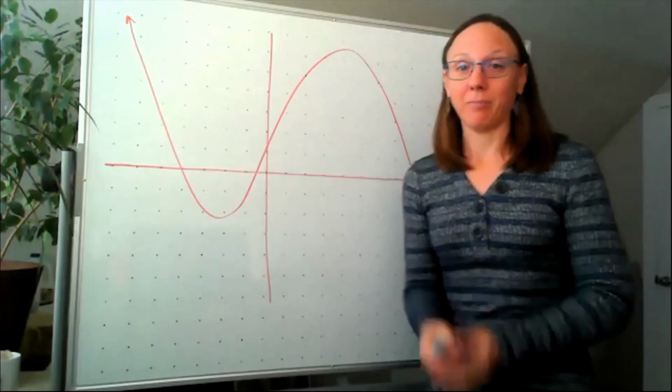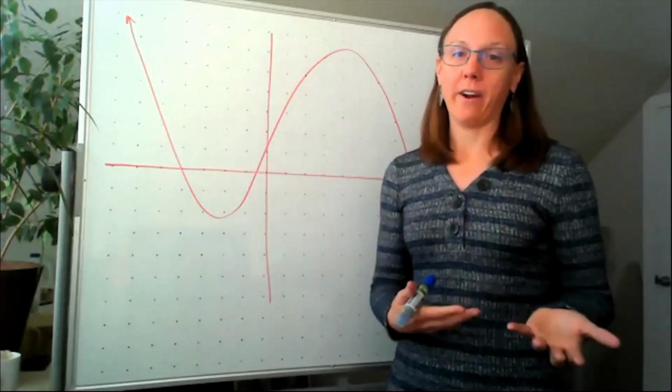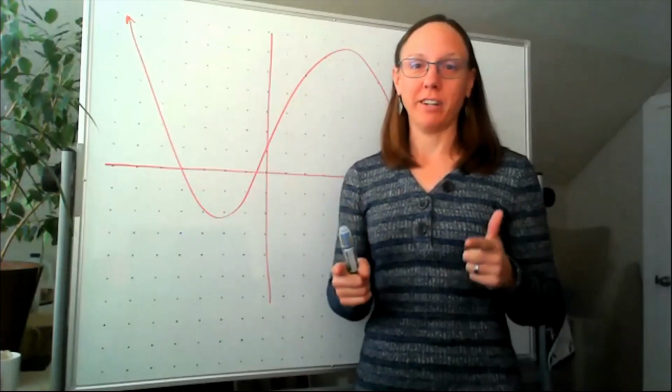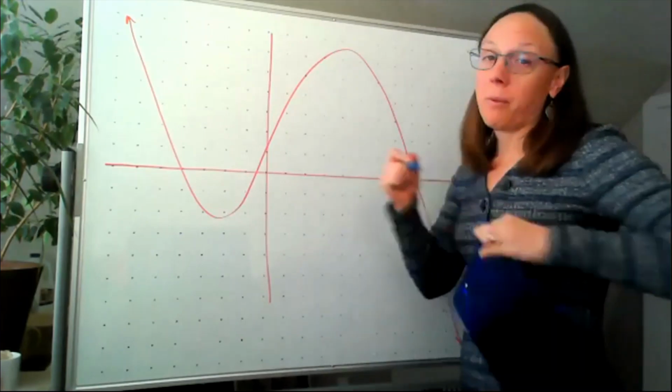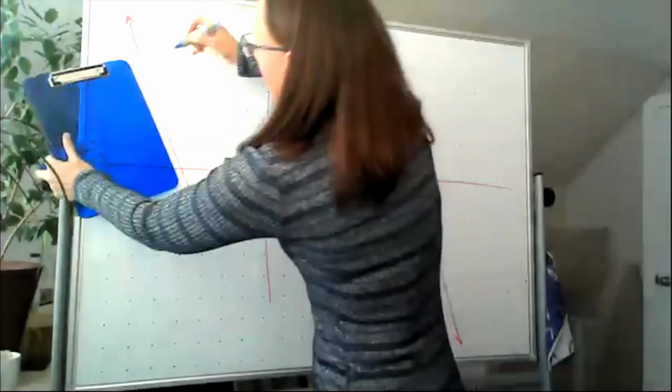Now, mathematically, if I don't have the graph already, we need a way to figure out where this is concave up and concave down. And once again, derivatives to the rescue. So if I think about this graph and I draw in some tangent lines for myself.